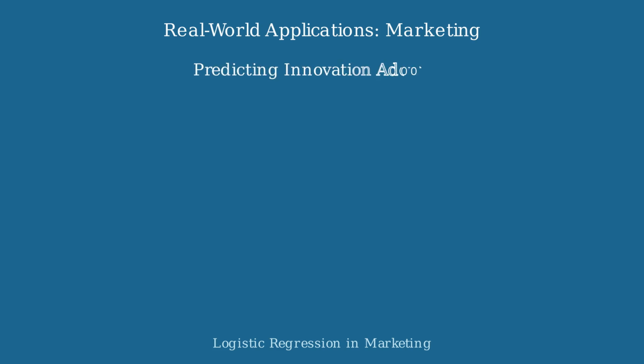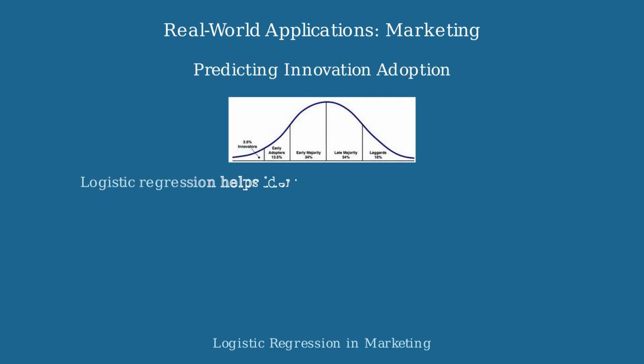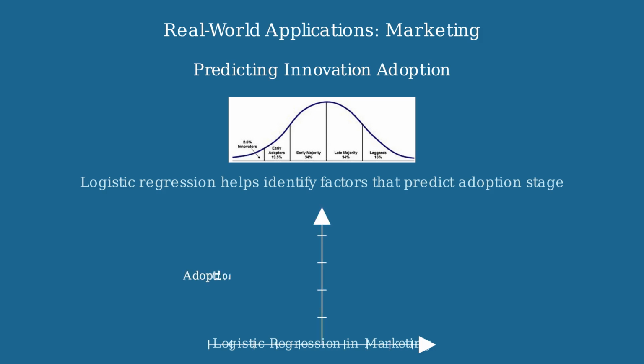Marketing teams use logistic regression to predict where customers fall on the innovation adoption curve. The sigmoid curve of logistic regression perfectly models the probability of adoption based on customer attributes.